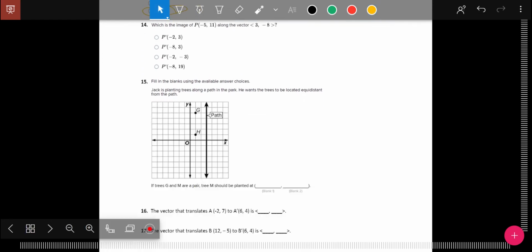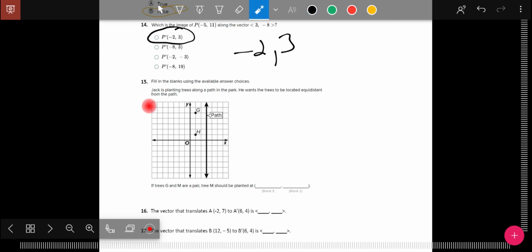14. What is the image of B after it moves along the vector 3, negative 8? And so negative 5 plus 3 and 11 plus negative 8. Negative 5 plus 3 is negative 2. 11 plus negative 8 is 3. Negative 2, 3 is the first one.